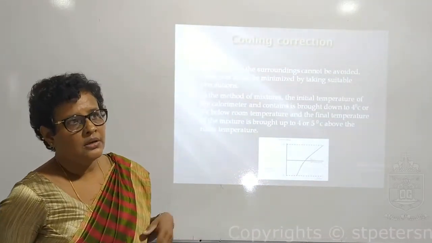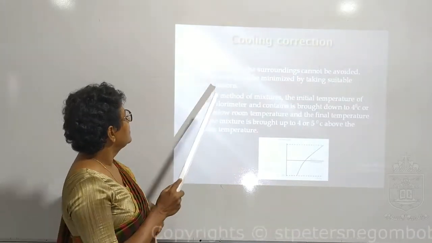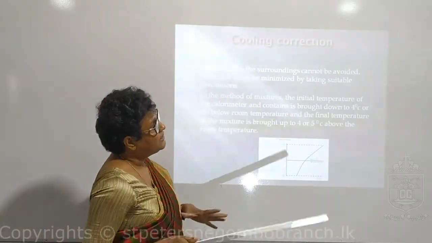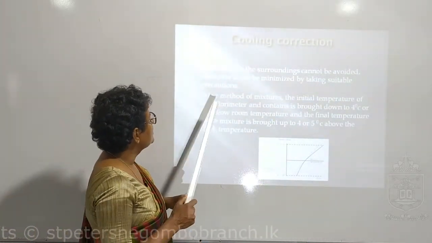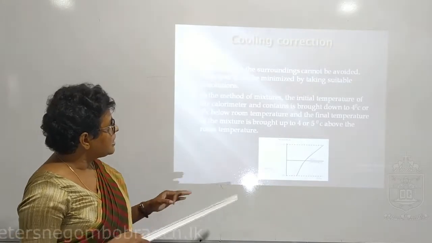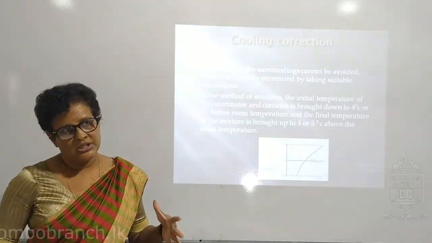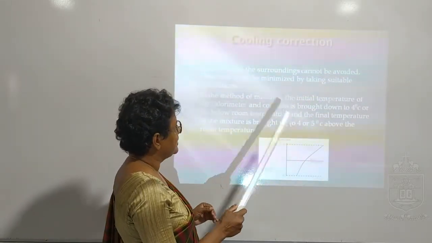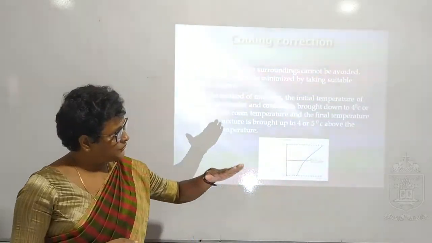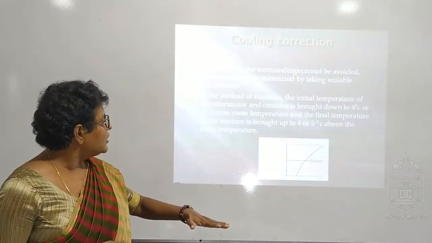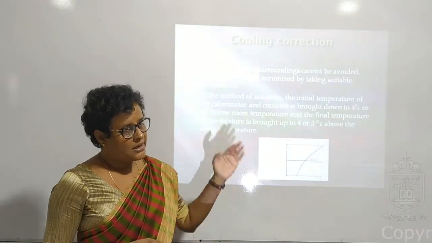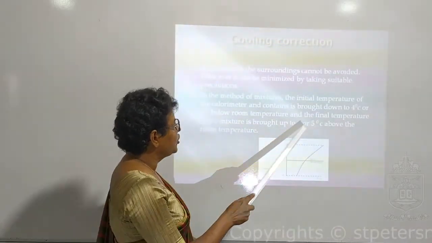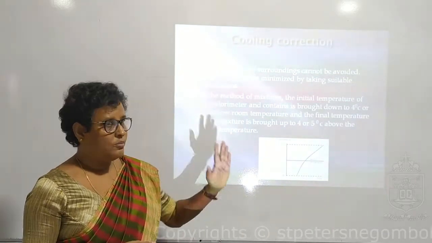Because to get accurate values for our practicals. Now heat losses to the surroundings cannot be avoided. However, it can be minimized by taking suitable precautions. In the method of mixtures, when we are doing the mixture practicals, the initial temperature of the calorimeter and the contents is brought down to 4 or 5 degrees below the room temperature, and finally your final measurement you take as 4 or 5 degrees above the room temperature.